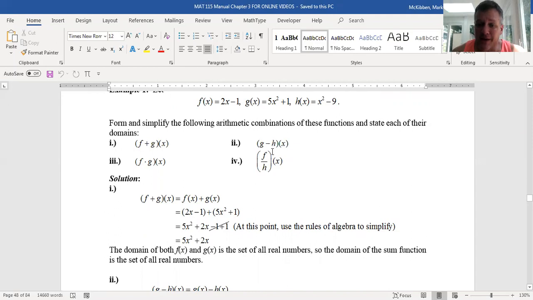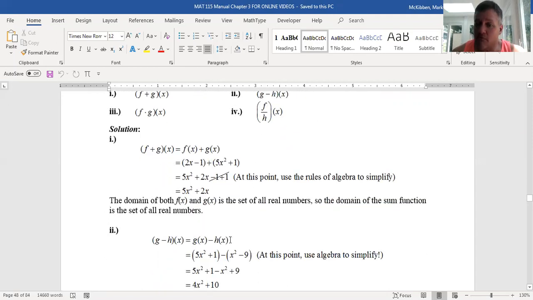For g minus h, I'm going to take g of x minus h of x. So just remember the order makes a difference here, right? If you subtract in different orders, you're going to get different values. So just be careful there.